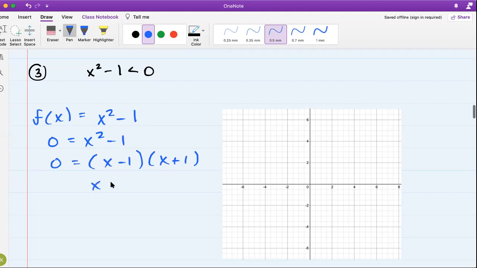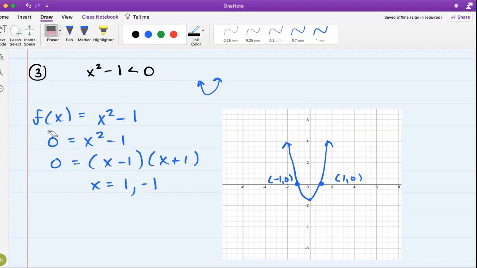which tells me that I have two x-intercepts, one at 1, one at negative 1. So this is negative 1 and this is at 1. And the number in front of that x squared is a positive 1, which tells us that the graph is pointing upwards. So I'm just going to guess that the vertex is somewhere around here, and I just really need to know the direction it's pointing.